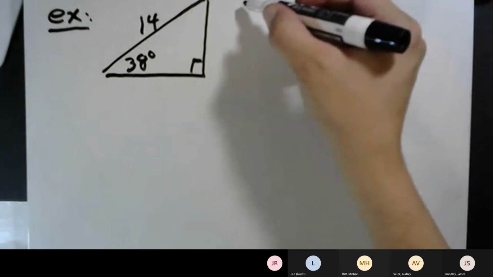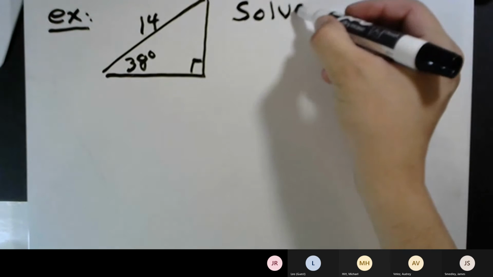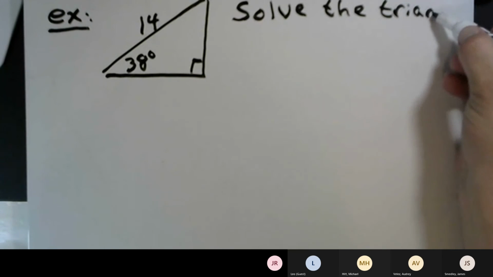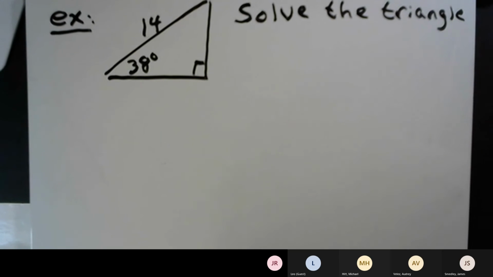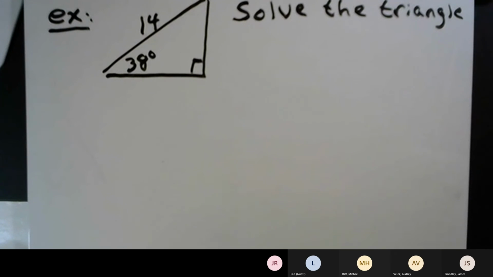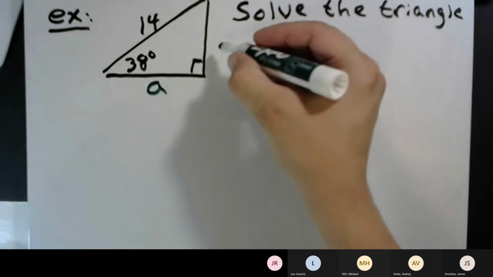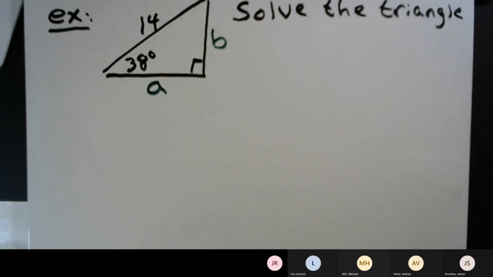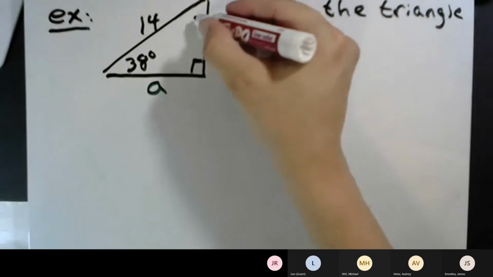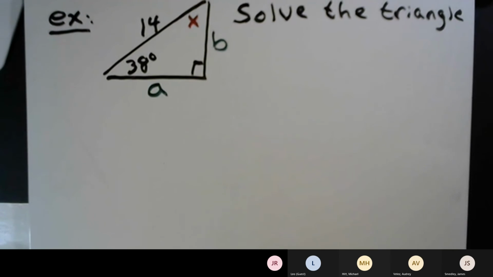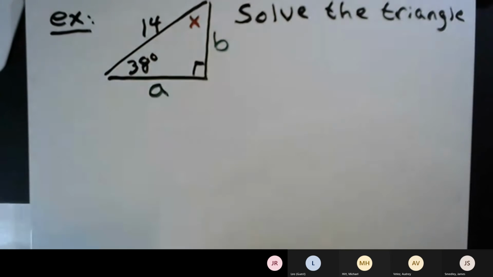So let's say we need to solve the triangle. So where do we start? Well, what are we missing here? Well, on the sides, let's call this A. Let's call this side B. And this angle here, let's call this X. So we're missing three things. We're missing this side, and this angle X.